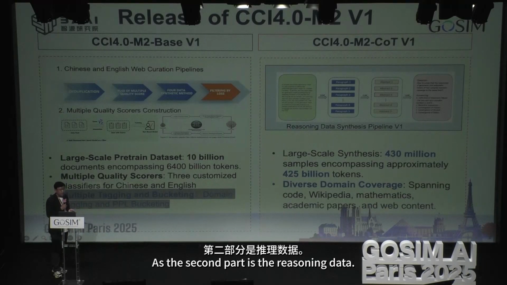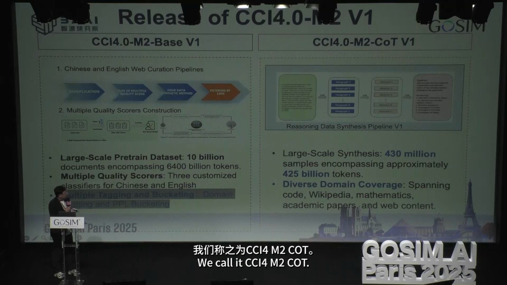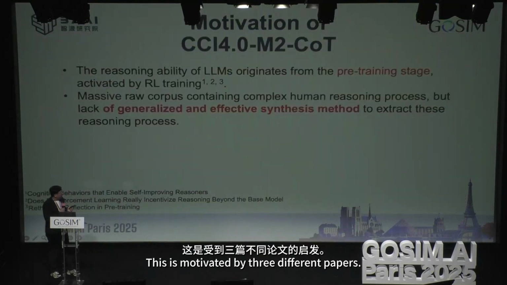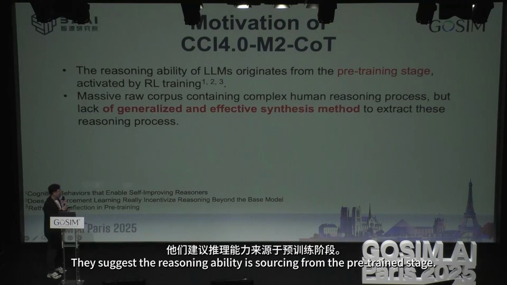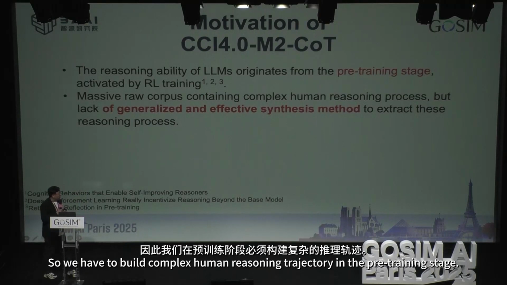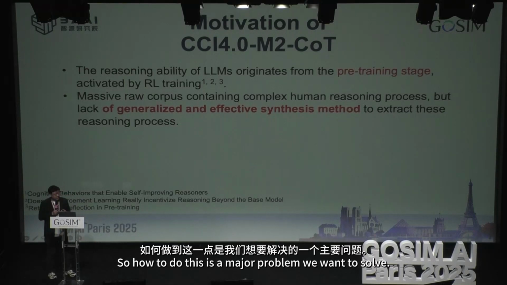The second part is the reasoning data. We call it CCI4 M2 COT. This is motivated by three different papers. They suggest the reasoning ability is sourced from the pre-training stage. So we have to build complex human reasoning trajectories in the pre-training stage. How to do this is the major problem we want to solve.